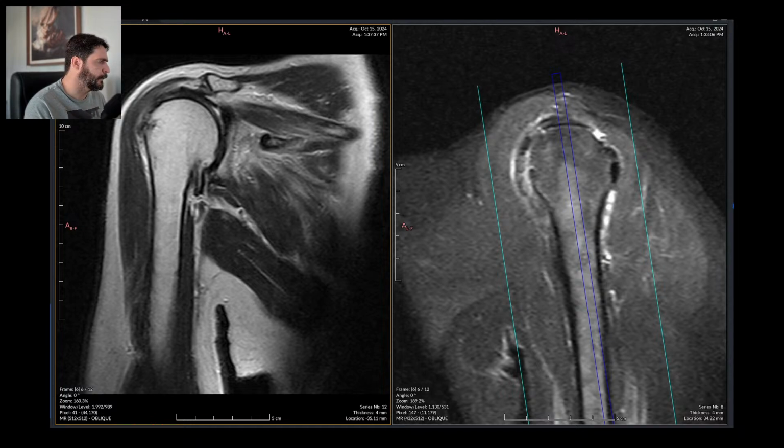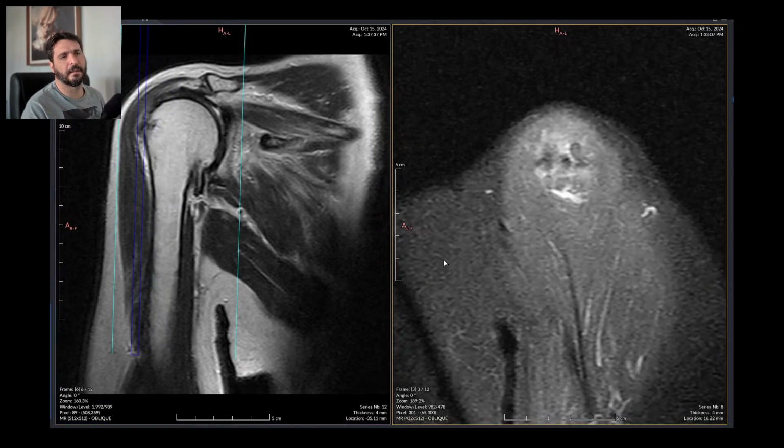Mild partial tear of the supraspinatus, complete tear of the infraspinatus.